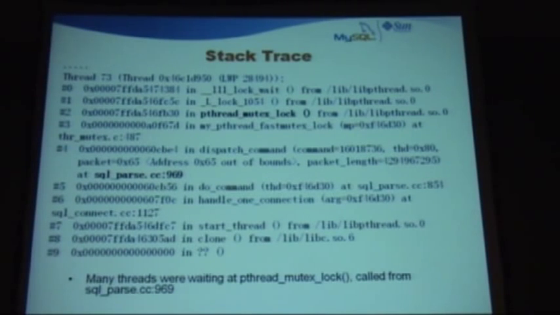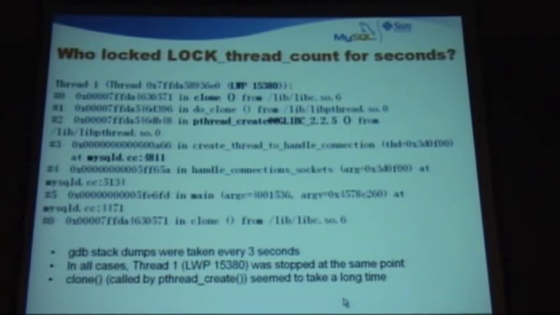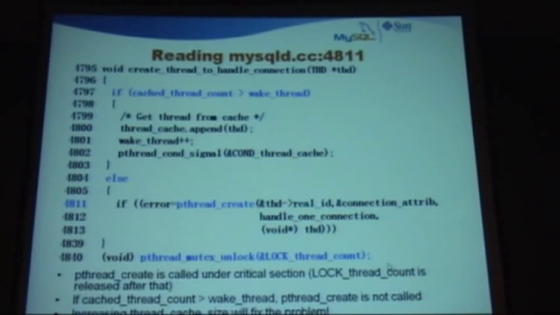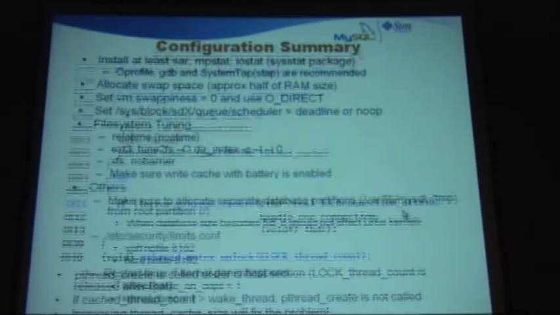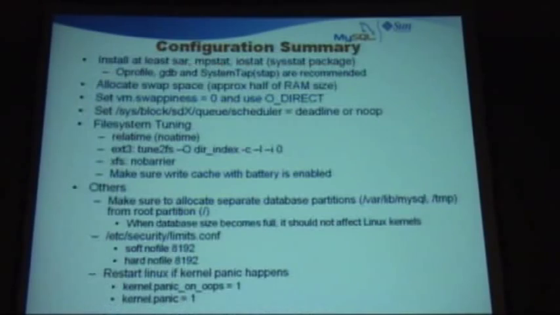For example, in this case these functions are blocked. Reading the source code, we see the threads are blocked on the mutex, and we look at which function locked this mutex. Sorry, I'll publish this slide later. In this case, thread cache size was the issue. By increasing thread cache size, the mutex was released very quickly. Such source code hacking is very helpful.